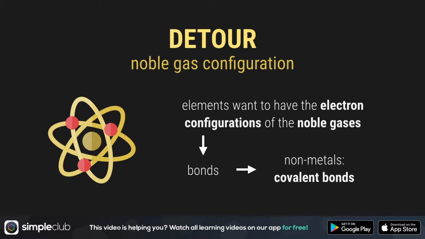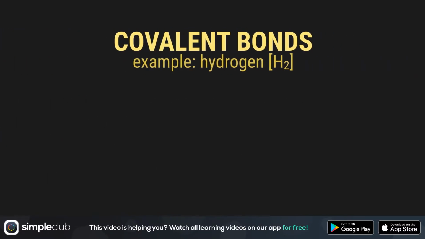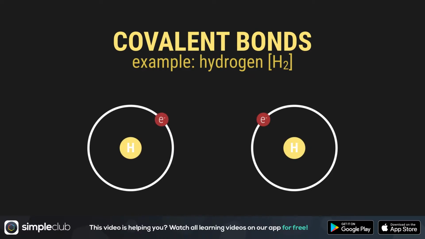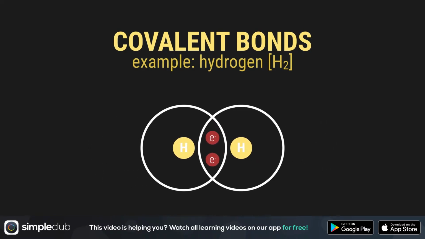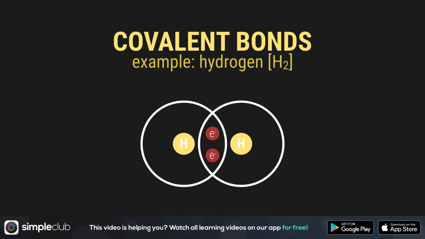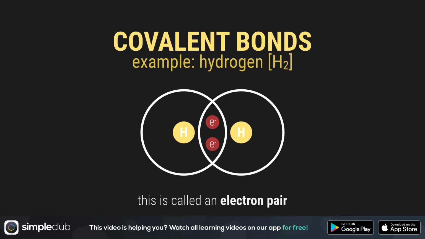So what do covalent bonds look like? We'll show you, using hydrogen as an example. Okay, so here we have two hydrogen atoms. Each one has an electron. Now, the two of them form a covalent bond, overlapping their outer shells to share the two electrons between them. Now, the two electrons are called an electron pair, also called a shared pair or a bonding pair.